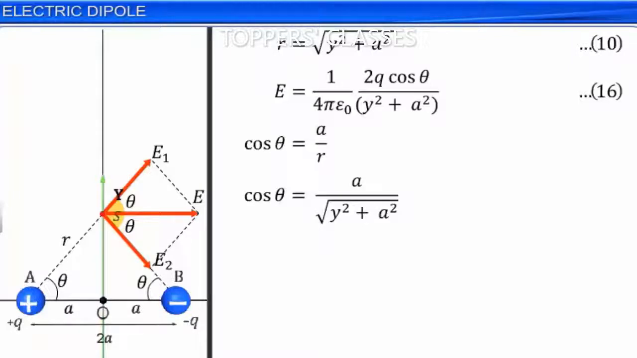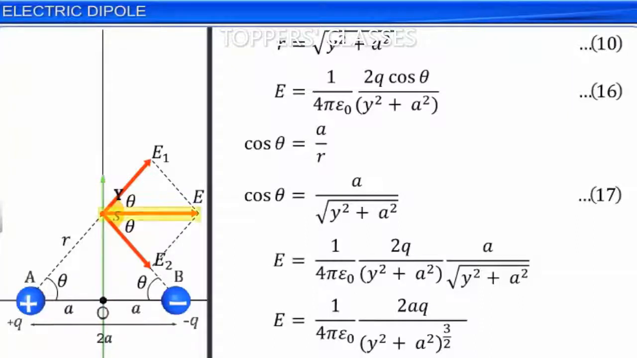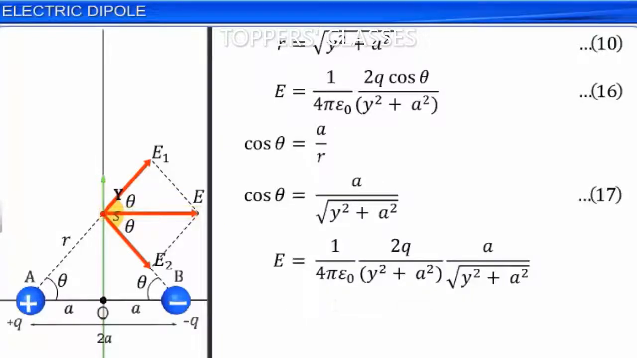Substituting equation 17 in equation 16 and simplifying, we get the equation for the magnitude of the resultant electric field strength E at point S. Since the dipole moment p is equal to 2aq, we get E is equal to 1 by 4 pi epsilon naught into p by y square plus a square whole power 3 by 2. Let this be equation 18.